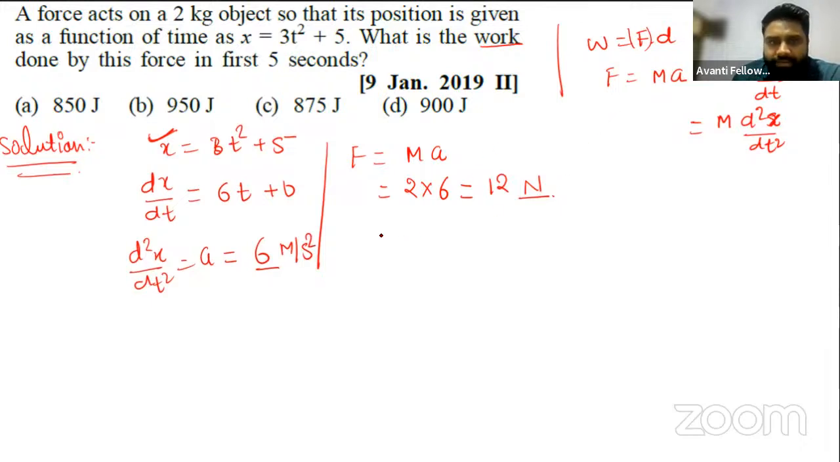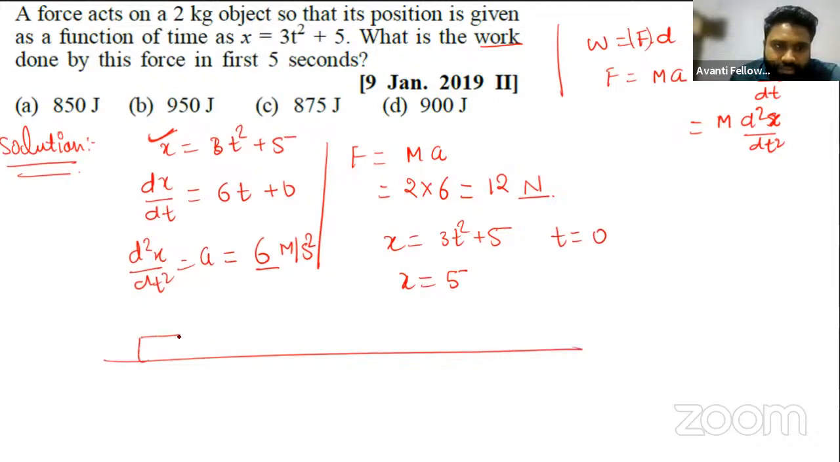Now force you will have. Now the only thing you need is the displacement, 3t square plus 5. The expression is this. Okay. At t is equals to 0, the displacement is 5, which means initially the body is not on 0. Initially it is at x is equals to 5.